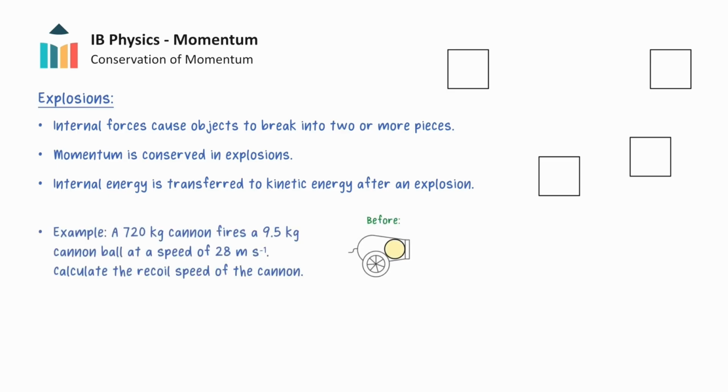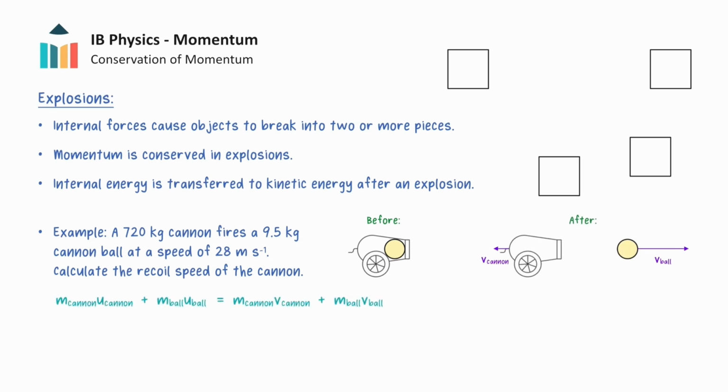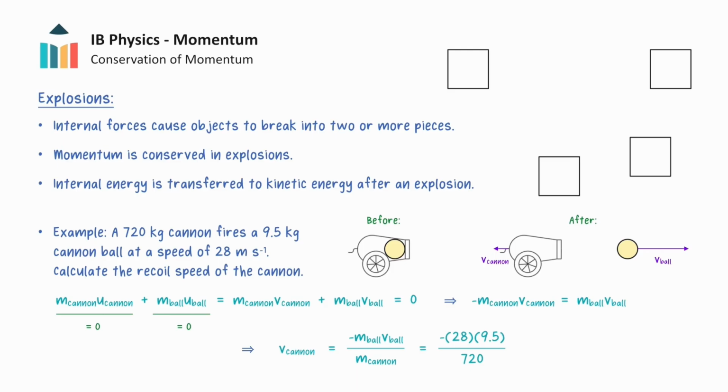In the following example, we want to calculate the recoil speed of the cannon. Using conservation of momentum, there is no momentum to begin with, so the total momentum after firing must also be zero, and the momentum of the cannonball must be equal and opposite to the momentum of the cannon. We can then rearrange this for the velocity of the cannon, and substitute in the relevant values, to find that the cannon has a speed of 0.37 meters per second in the opposite direction to the cannonball.